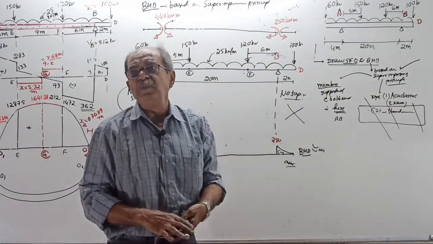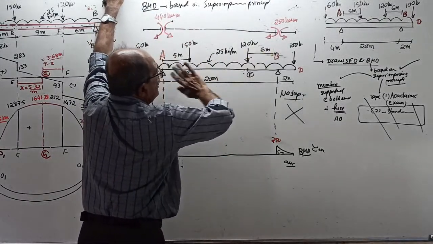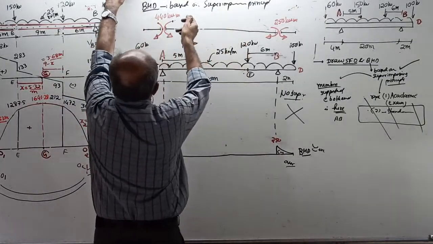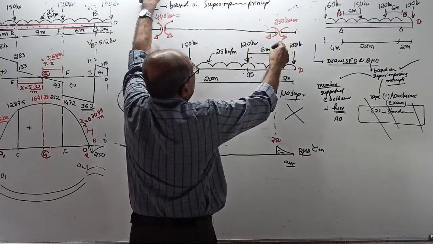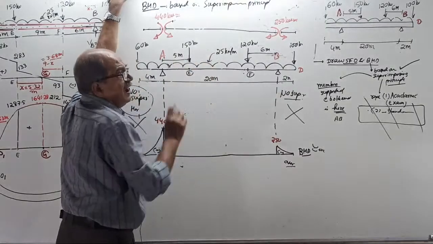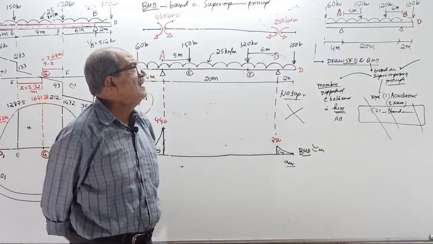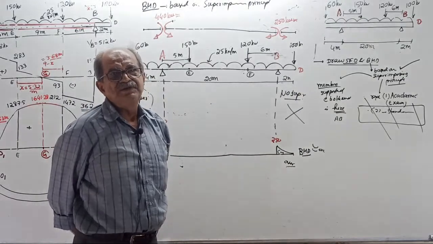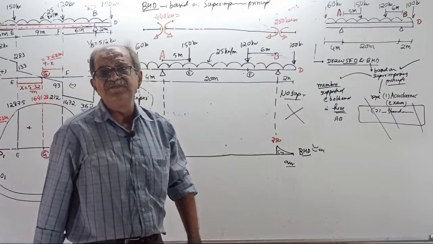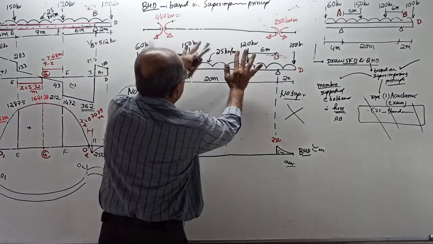How to draw by superimposing. You should imagine there is no load, nothing. If there is no load, then here BM is 440, here BM is 250. I will tell them, do not see the loading. Then I will ask them, what is there? UDL or point load? Some will say, sir, UDL is there. I will shout, just now I told you, don't see the loading. Imagine nothing is there.